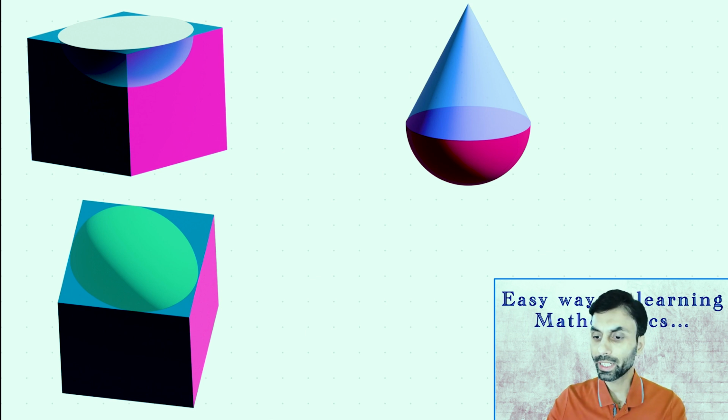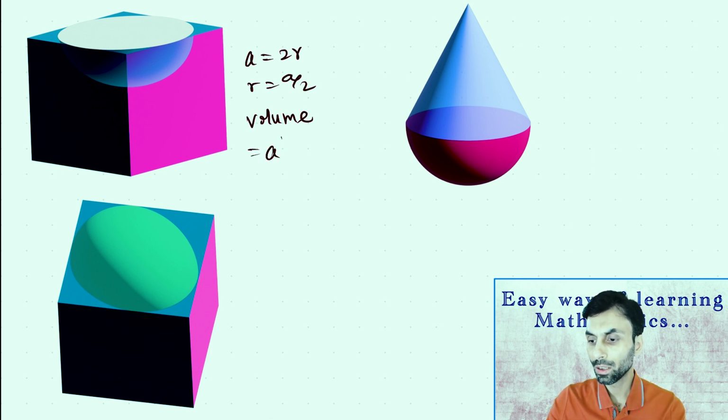Here the first object is a cube from which a hemisphere has been cut out. We know that for maximum diameter, the edge length will be equal to 2r, so r will be a upon 2. In this case, the volume will be equal to the volume of cube minus volume of hemisphere. So it will be a cube minus 2 by 3 pi r cube.